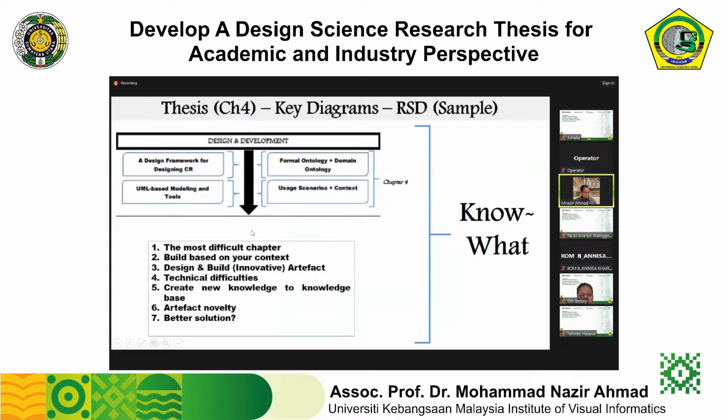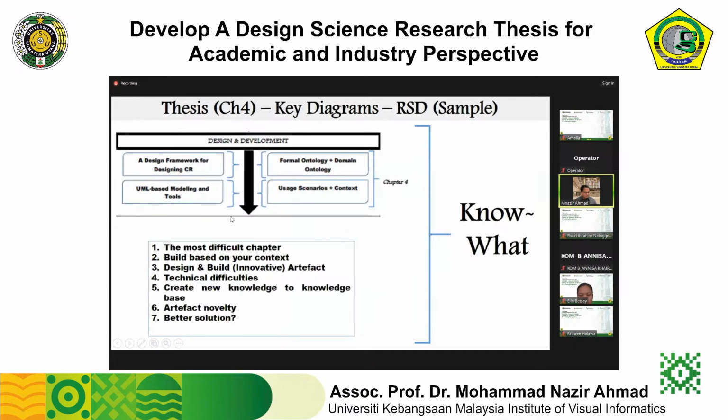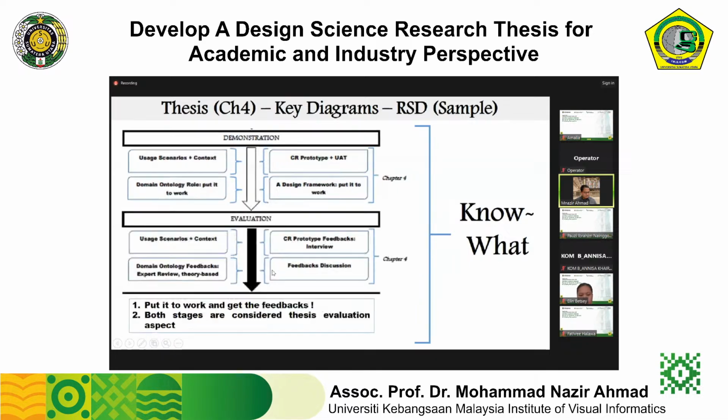In DSR, we have design and development. Okay, design and development is actually focusing on chapter 4, right? Chapter 4 is the most difficult chapter, based on your context: design and build an innovative artifact, technical difficulty. And from this activity, you need to create new knowledge for the knowledge base to make sure of PhD and master merit, artifact, novelty, better solution, all right?